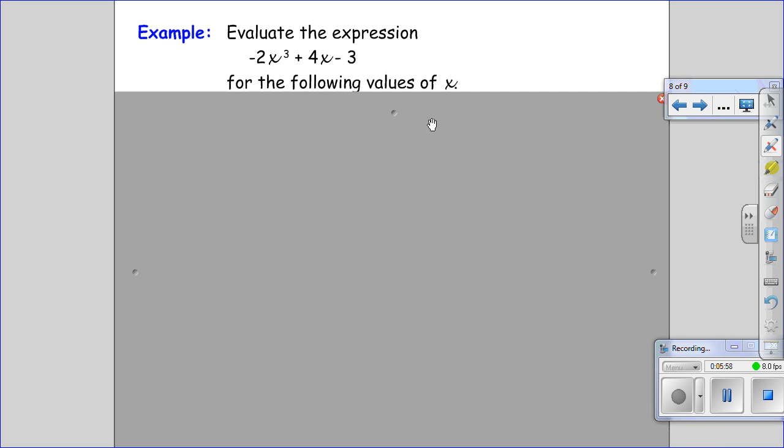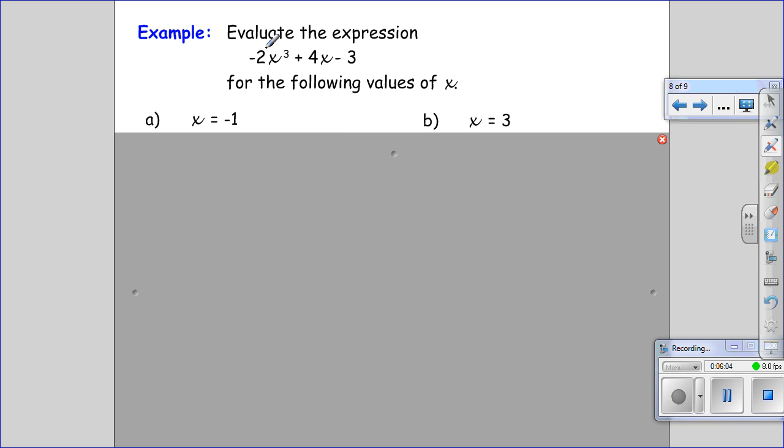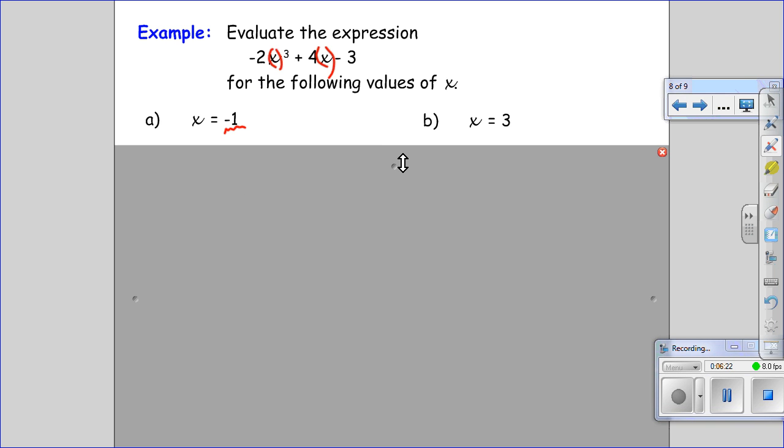Evaluate the expression negative 2x cubed plus 4x minus 3 for the following values of x. If x is negative 1, remember the first thing we do when we substitute is put brackets around our variable. So where you see the negative 1, it's going to go inside that bracket. We're going to have negative 2 times bracket negative 1 cubed, plus 4 times negative 1, minus 3.